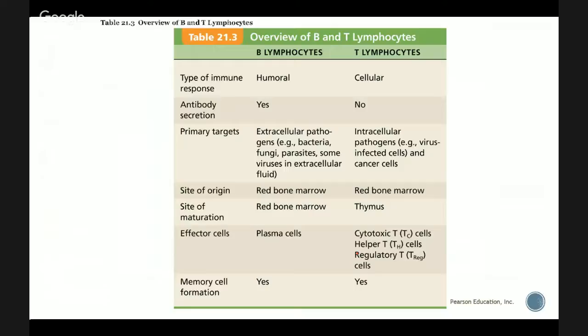We haven't gotten to the T cells yet, but in your book you have a table, table 21.3, that gives you an overview of both of the lymphocytes. You can see here that the primary targets of the B lymphocytes are what we call extracellular pathogens, things like bacteria, fungi, parasites, sometimes viruses that are found in the extracellular fluids. So these are things that are not infecting cells. They're hanging out in the body's fluids, whereas the T cells go after infected cells. Okay, so that's the difference.